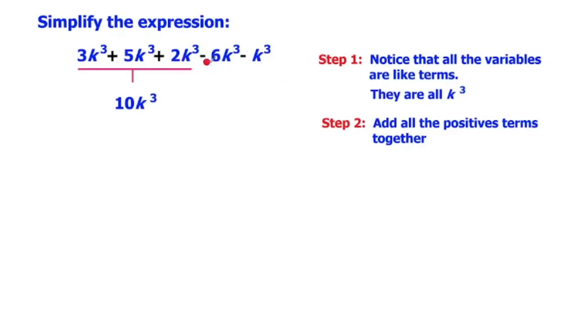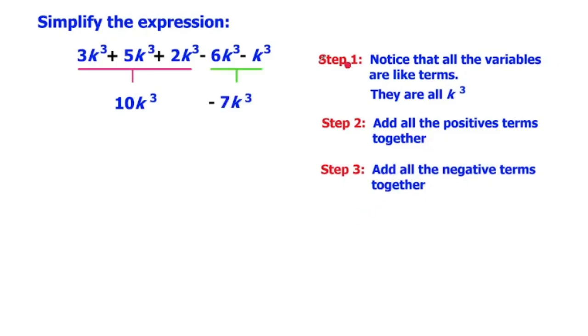So we have 10 of these, right? 5 plus 3 is 8 plus 2 is 10. We have 10 k to the 3. Now we can add all the negative terms together. So we have negative 6 plus negative 1 gives us negative 7k to the 3.